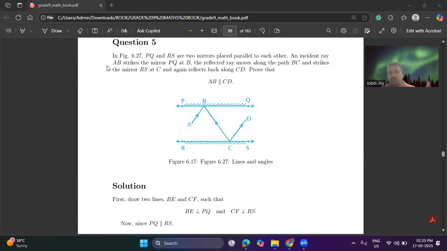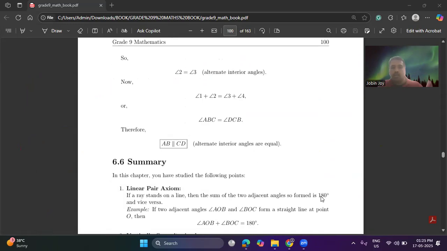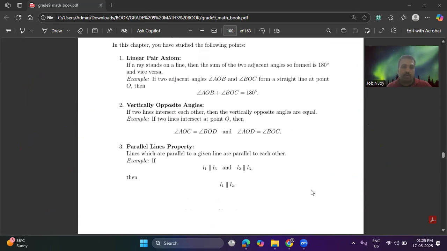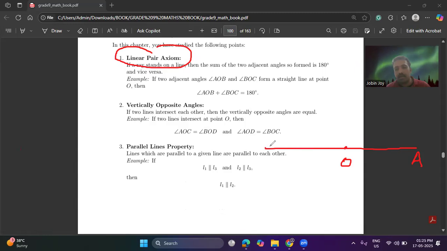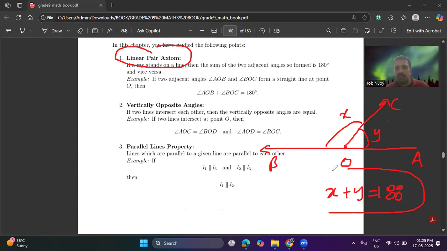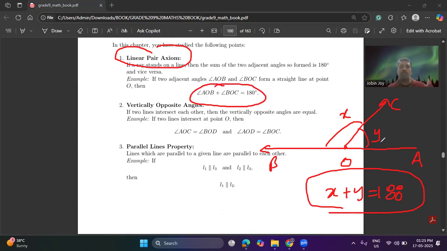You can review this video again. I will give the summary and I will stop this. So we studied the linear pair axiom. What is the linear pair axiom? For example, if we have a ray OA, OB, and this is another ray OC, this angle is x plus y. So x plus y is equal to what? 180 degrees. This is what is called the linear pair axiom.